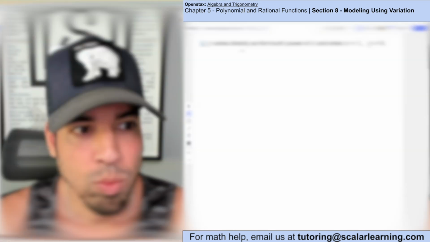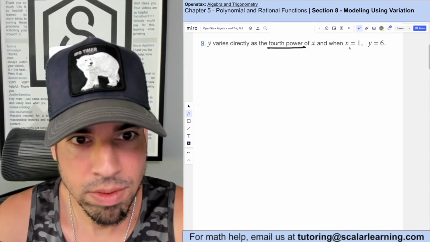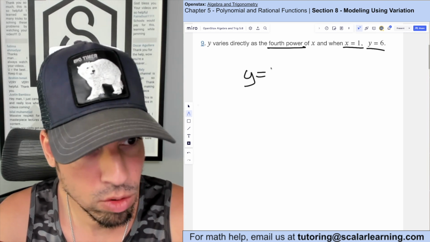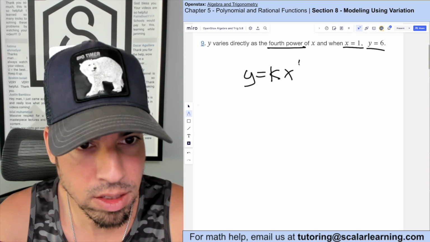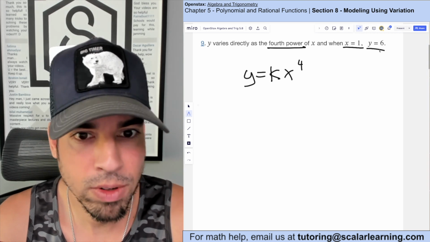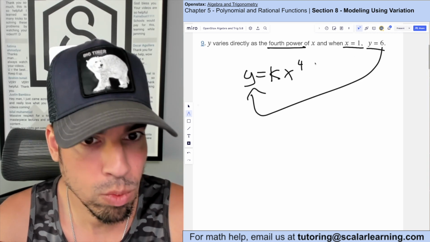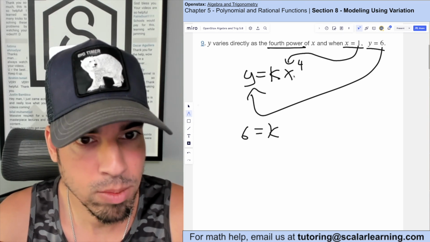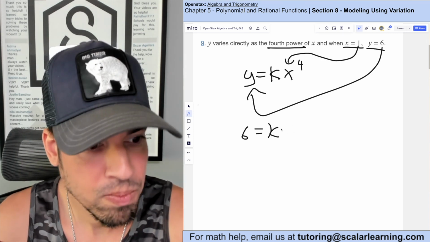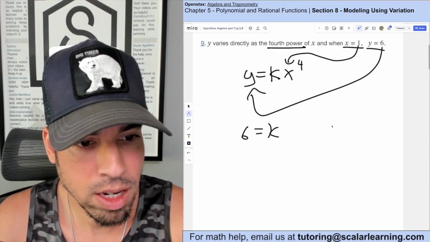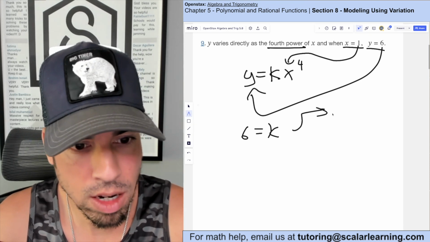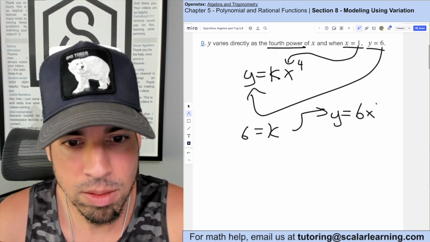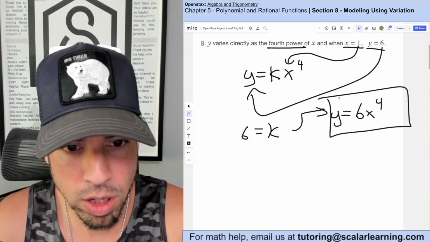Boom, done. y varies directly as the fourth power of x when x equals 1 and y equals 6. So the fourth power would mean directly is k times x to the fourth. And then to solve for k, we're going to plug in 6 for y and 1 for x. So now we have 6 equals k times 1 to the fourth power, which is just 1. Which means right off the bat, k equals 6. So if I'm going to rewrite this now, we'd say y equals 6 instead of k times x to the fourth. There's your equation, done.